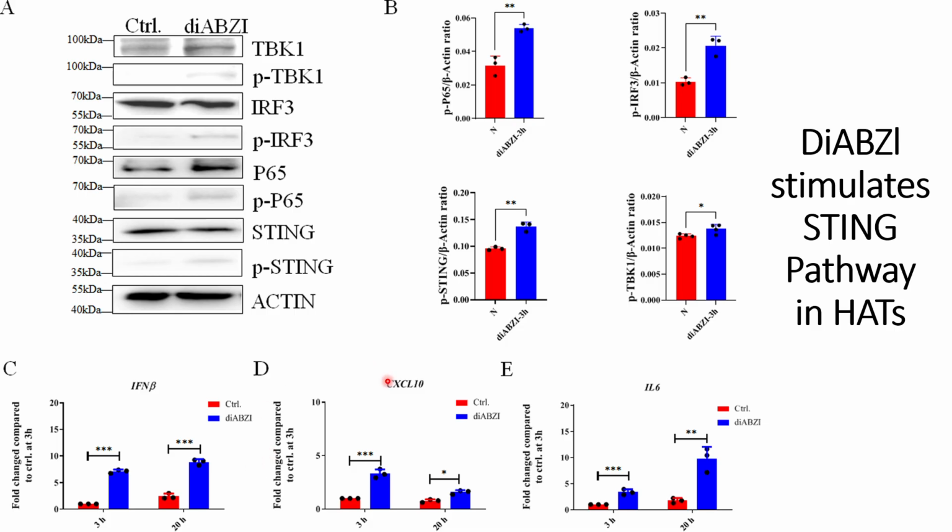For CXCL10, what they found is that at 3 hours there is an increase in the CXCL10. However, at 20 hours the CXCL10 goes down for the DiaBZl treated conditions. However, its amount is still higher than its control case. And for the pro-inflammatory cytokine interleukin 6, the increase in fold change is higher at 3 hours, and it is even higher at 20 hours.